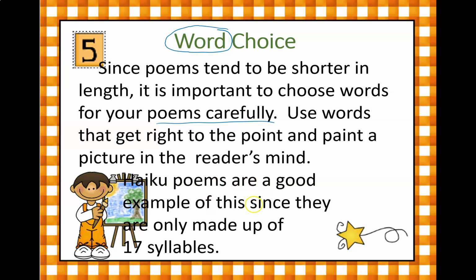Haiku poems are a good example of this since they are only made up of 17 syllables. We are going to do a haiku next week, I think it's Monday, I'm not totally sure, and they're exactly right. You can only use 17 syllables, not even 17 words, just 17 syllables. So that one will be a little bit harder. But today our poem type could also be very important with word choice.